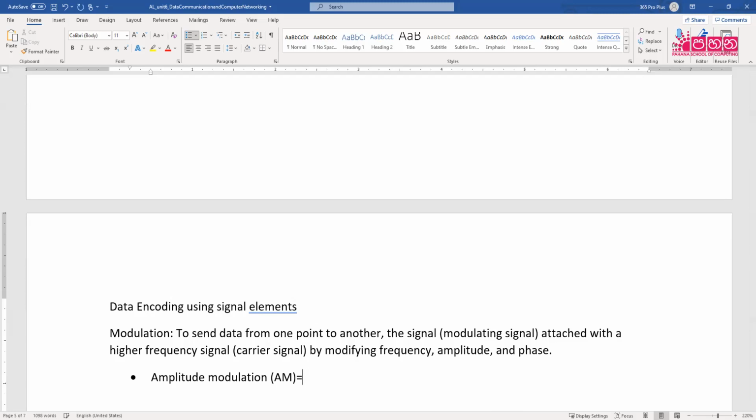So amplitude modulation, I told you, you combine two signals together by changing the amplitudes. The combination happens by modifying frequency, amplitude, and phase. Amplitude modulation will change only the amplitude, but not frequency and phase. So that's exactly what we have to take down: amplitude modulation.